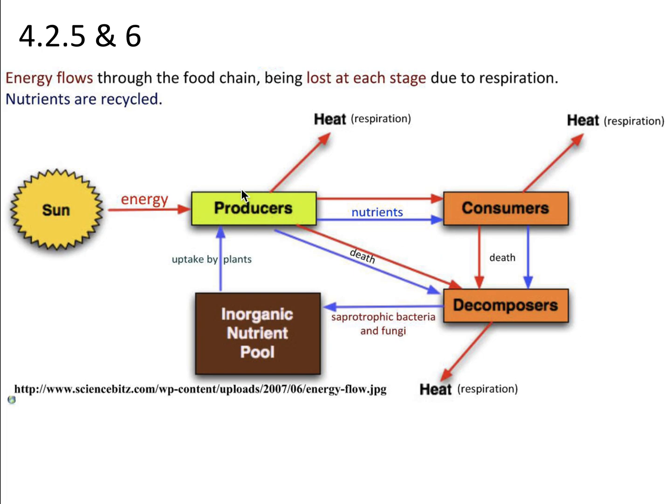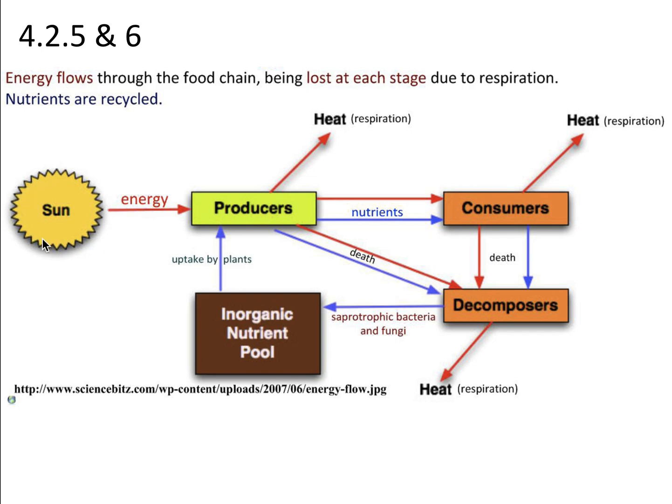Okay, so this is 4.2.5 and 6, so flowing right along. Energy flows through the food chain, being lost at each stage due to respiration. And then remember, nutrients are recycled. So we're just going to go through this diagram really fast so you can visualize it.